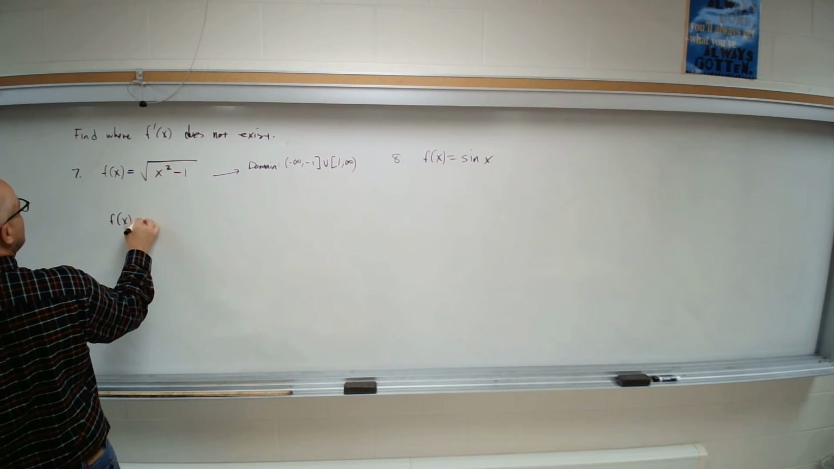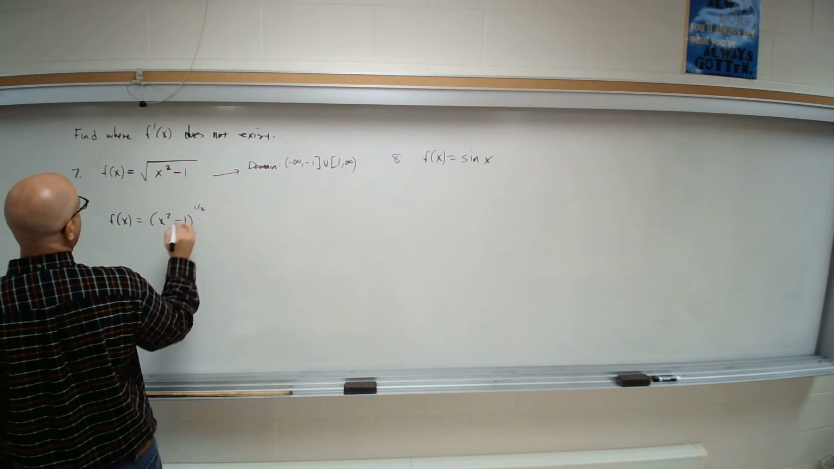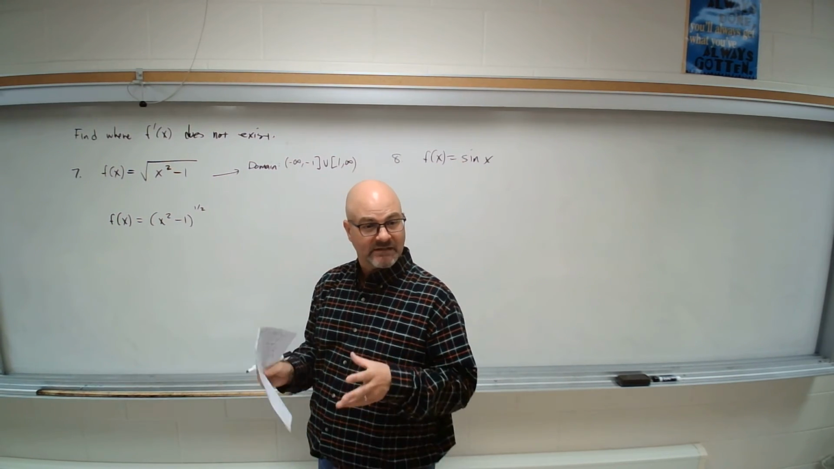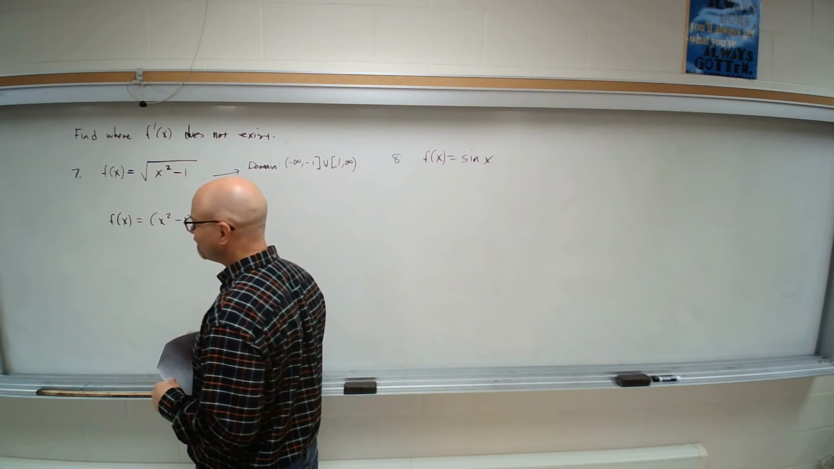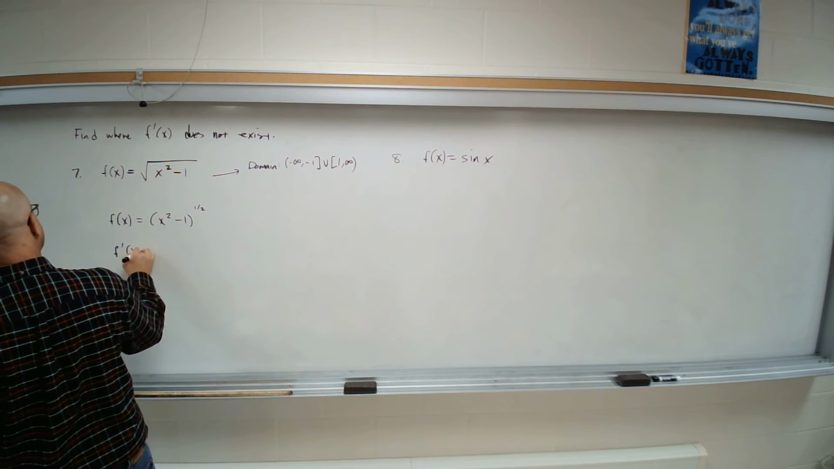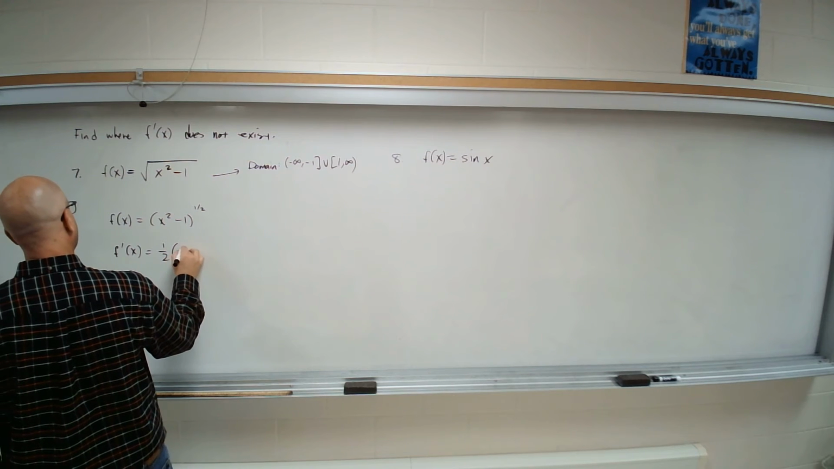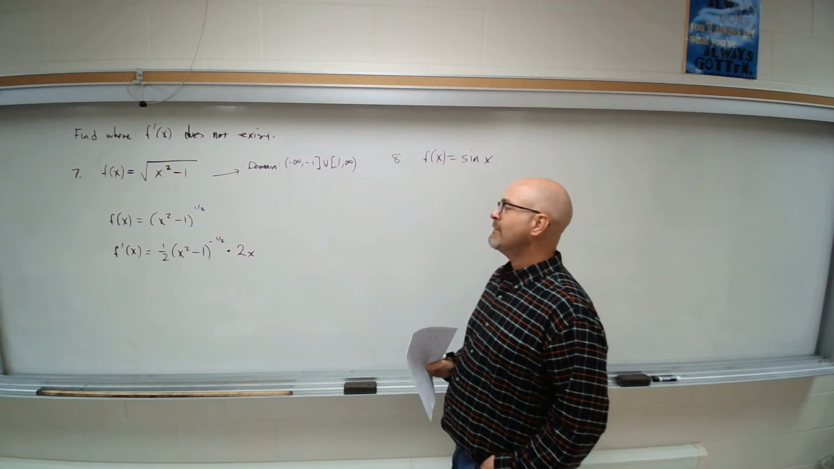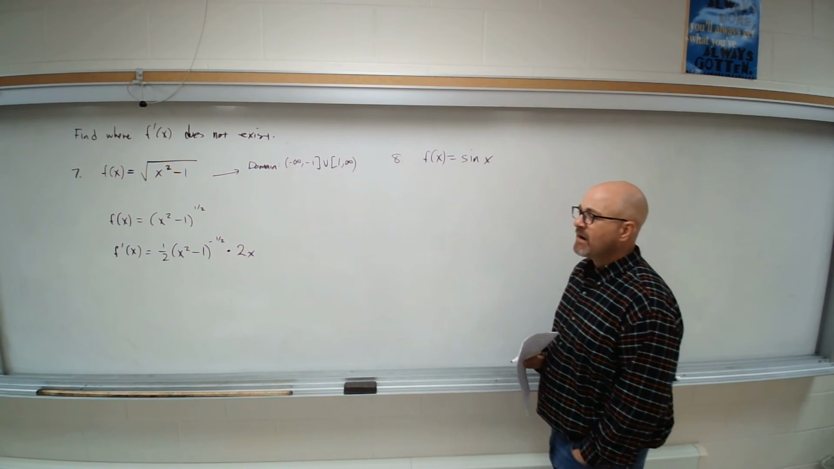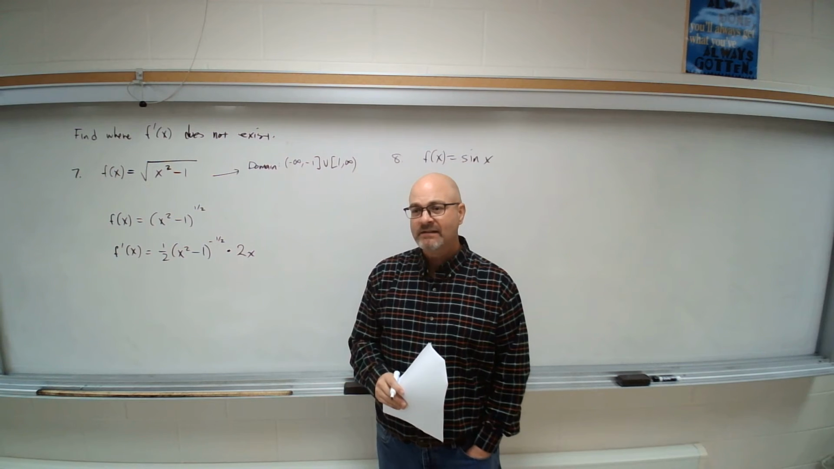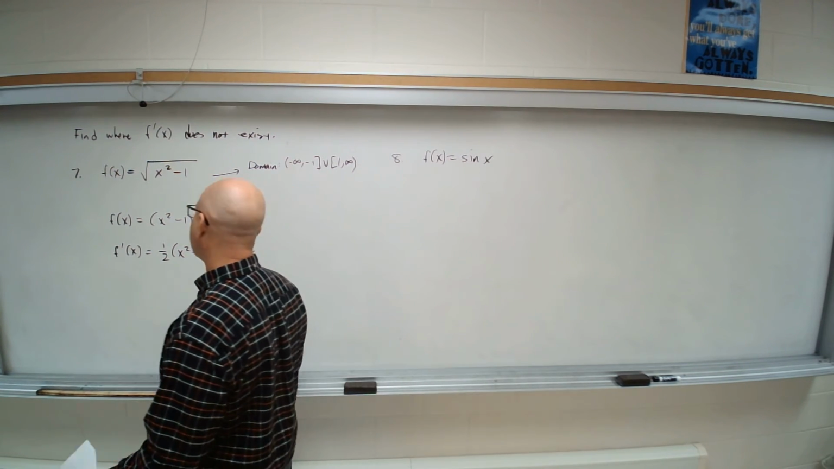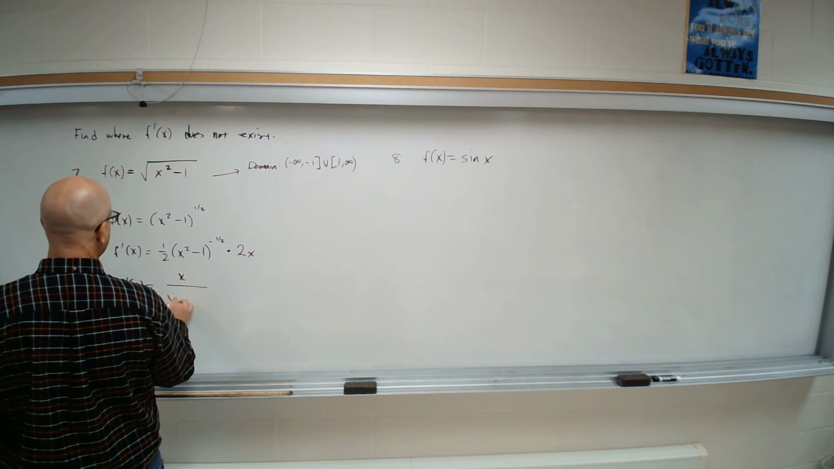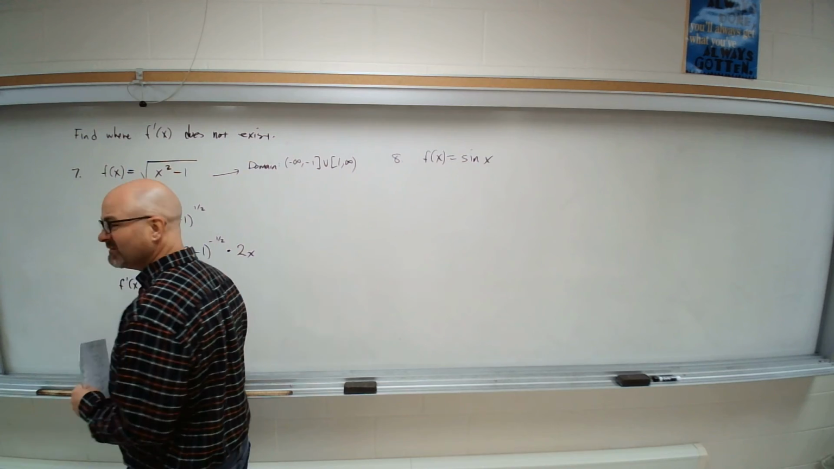Let's rewrite this as x squared minus 1 to the 1/2 power. I think domain is easier when you see the square root, because you realize, hey, it's a square root. The 1/2 power is a square root, it just doesn't look as much like one. So we get f prime of x is 1/2 times x squared minus 1 to the negative 1/2 times 2x. The 2's cancel, and I'm going to write this using the square root: x over the square root of x squared minus 1.